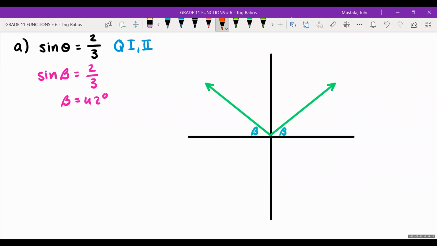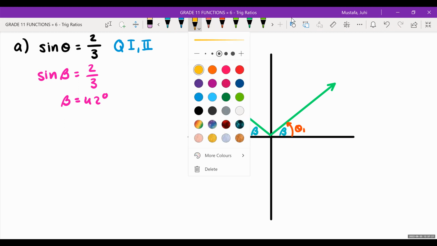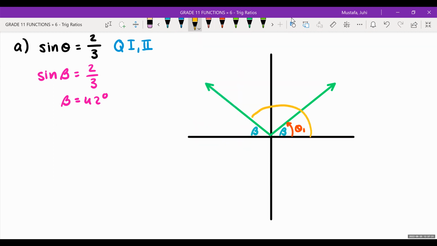We're now going to draw our first arm from the initial arm to the first terminal arm. We're going to call that theta 1. And then for the second arm, we're going to go from the initial arm all the way to the second, and we're going to call that theta 2. We're going to come to the side. We're going to figure out theta 1 is 42 degrees. And theta 2 is going to be 180 minus 42, which is going to be 138 degrees.